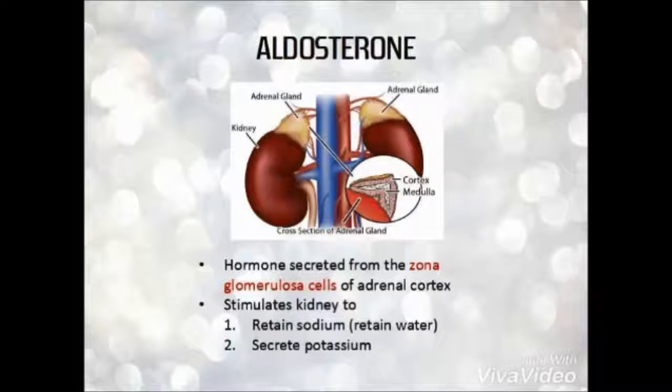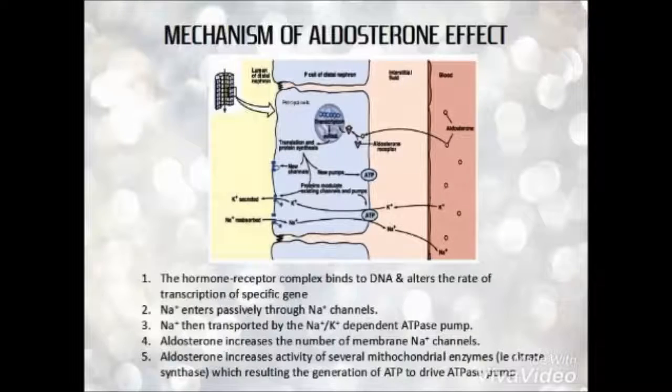Firstly, aldosterone is a steroid hormone which is produced by the zona glomerulosa of the adrenal cortex in the adrenal gland. It plays a central role in the regulation of plasma sodium, extracellular potassium, and arterial blood pressure. Aldosterone also stimulates the kidney to retain sodium and secrete potassium, thereby indirectly influencing water retention, blood pressure, and blood volume. And this is the mechanism of aldosterone effect on the reabsorption.